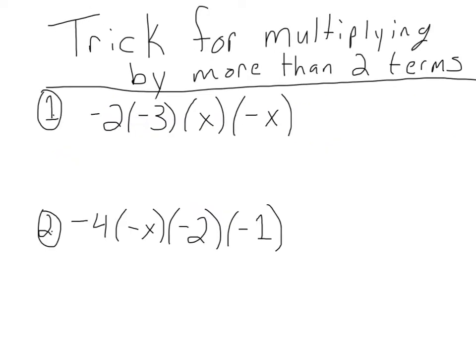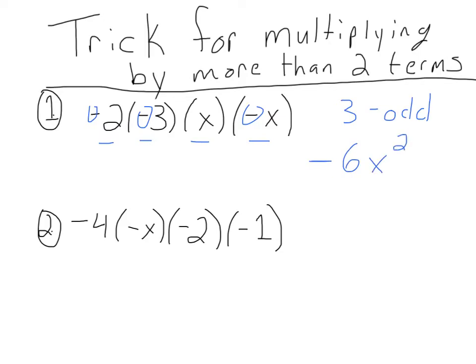In our first example, we have 1, 2, 3 negative signs. 3 is an odd number, therefore, by our trick, we know that we are going to get a negative answer. If you want to double check, you can go negative times a negative is a positive, times a positive is a positive, times a negative is indeed a negative product.